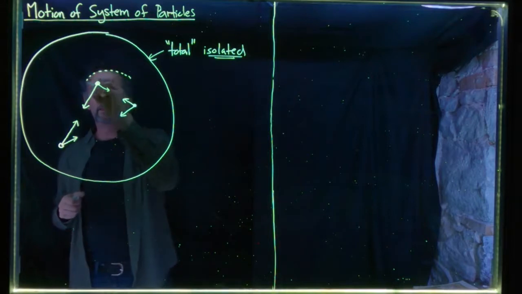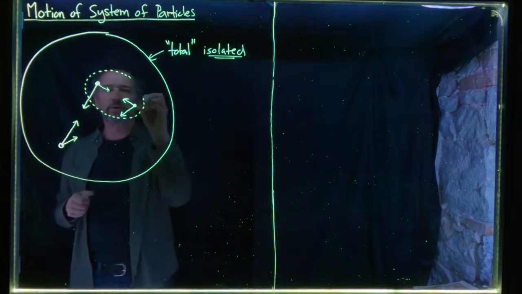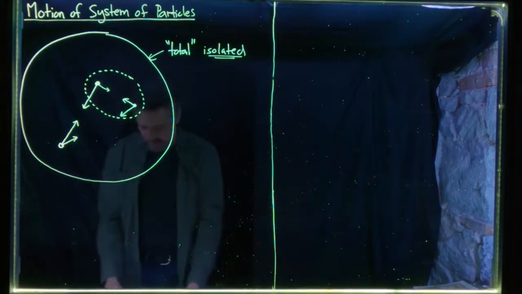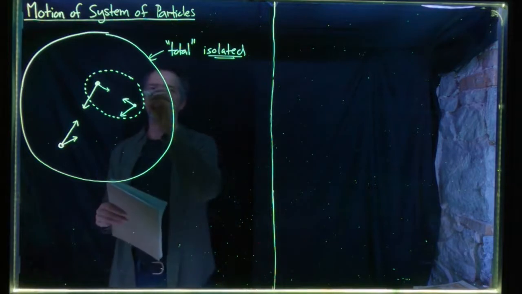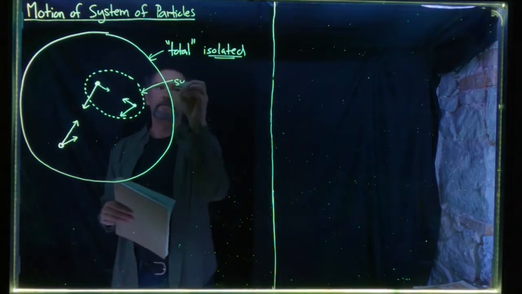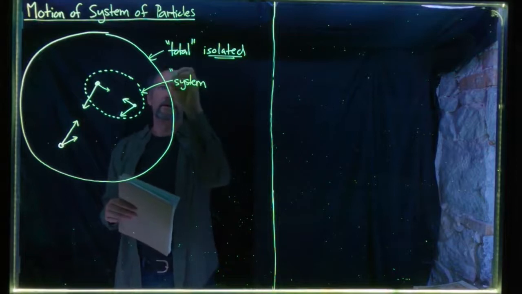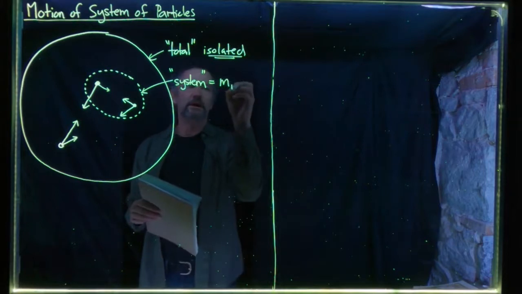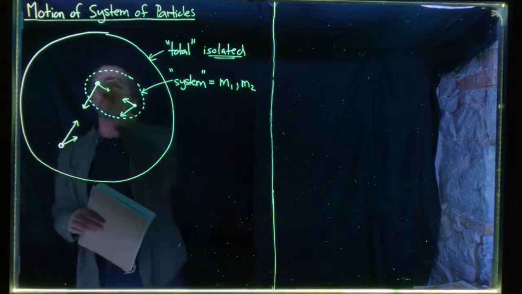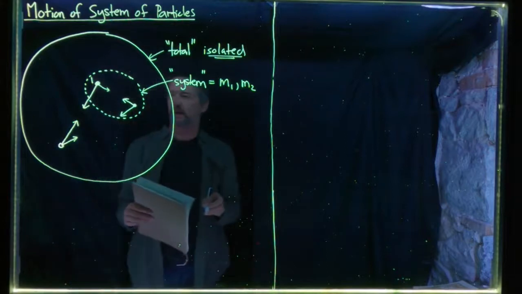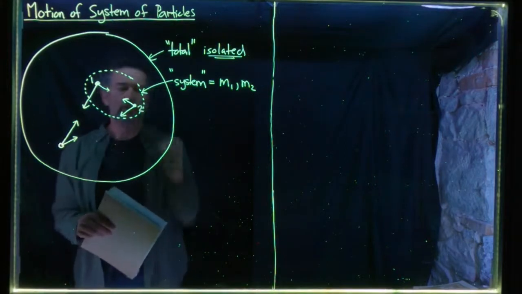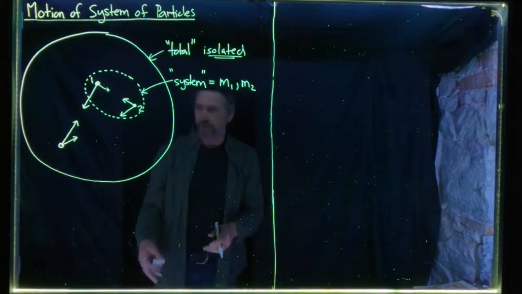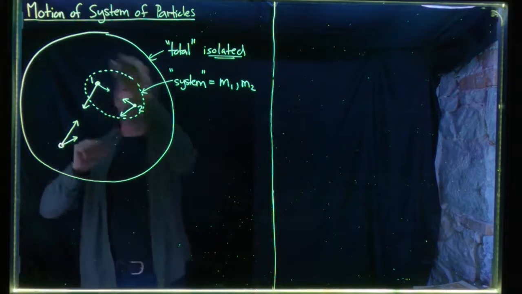Okay, so out of all three particles, we're going to take two of them, and we're going to call that our system. That's the thing that we're focusing our attention on. So this is going to be called the system, and that system will be the Earth-Moon system. So it'll be masses M1 and M2. We'll call object number 1 the Earth. It has mass M1, and object number 2 will be the Moon. It'll have mass M2.